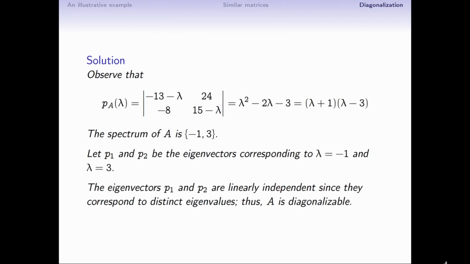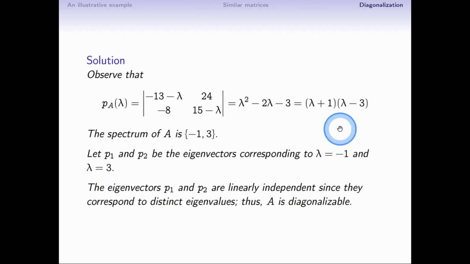Now, the first thing we would need to do is find the characteristic polynomial of the matrix A. And so the characteristic polynomial of A in the variable lambda is what I get when I take the determinant of A minus lambda times the identity. When we carry out this determinant calculation, we find that the characteristic polynomial of the matrix A is lambda squared minus 2 lambda minus 3, and that can be factored as (lambda plus 1) times (lambda minus 3).